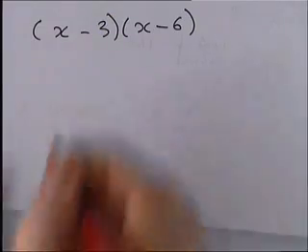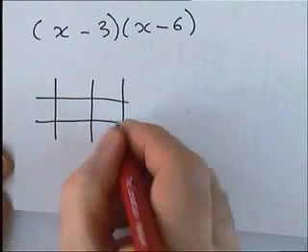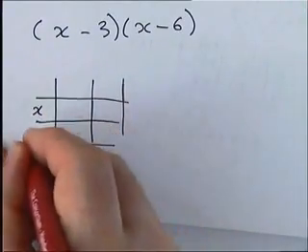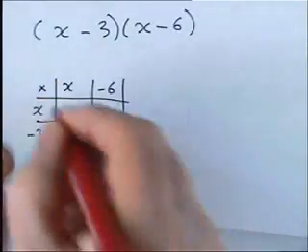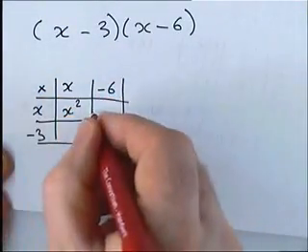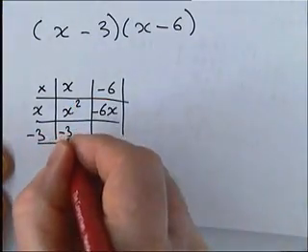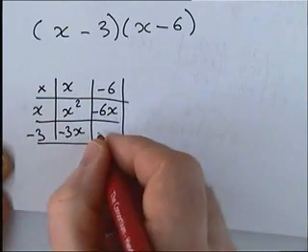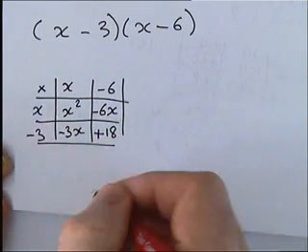Okay, right. I'm going to go straight to a grid this time. So if you used a grid, great. If you did it using just expansion, using the lines or the arrows or turning it into a face, that's fine. So x times x is x squared. x times minus 6 is minus 6x. x times minus 3 is minus 3x, and minus 3 times minus 6 is positive 18.